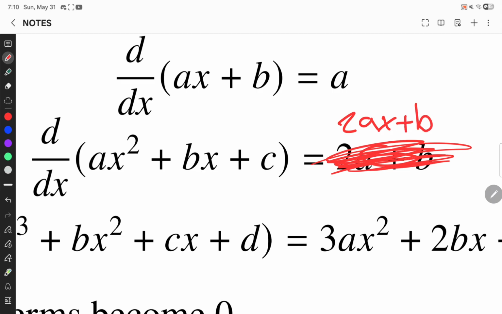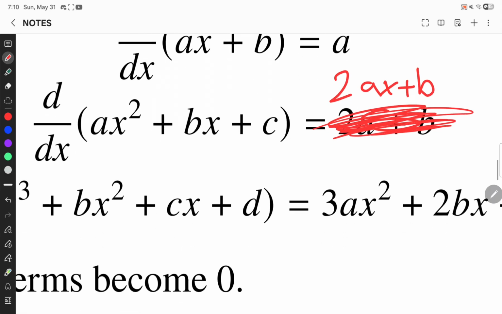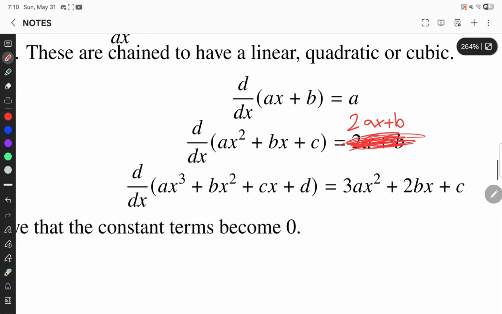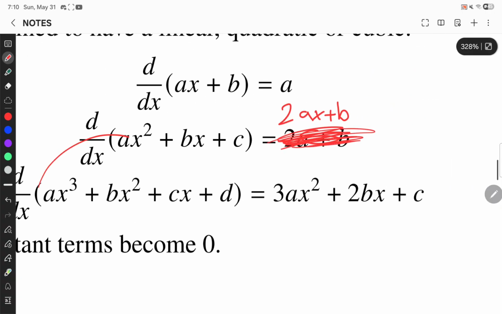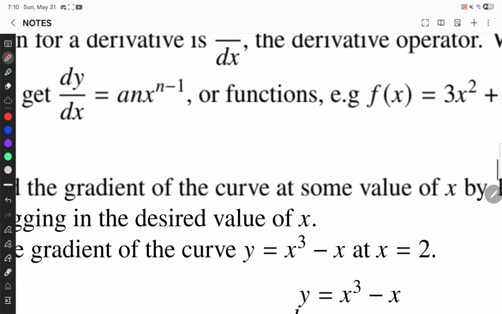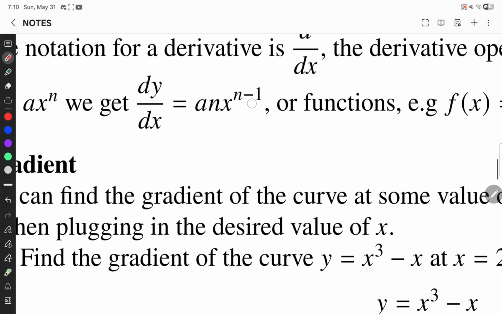My apologies. This is 2ax plus b. It's not that simple. Sorry. Next, if we see the same thing here, but here the power drops and this is -1. So you can see the pattern as we stated above.